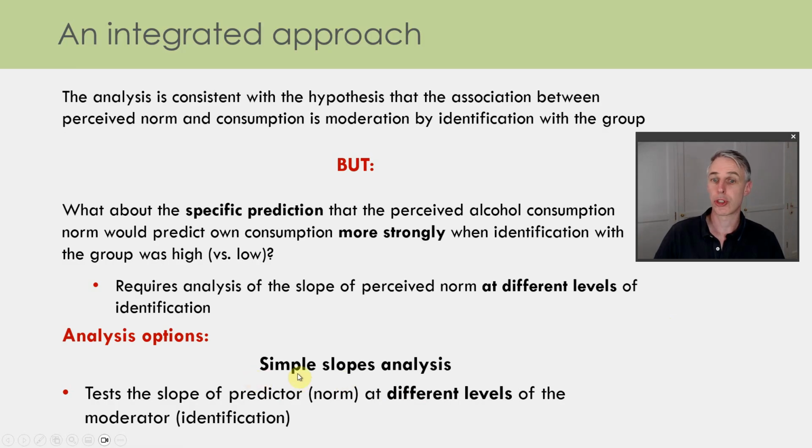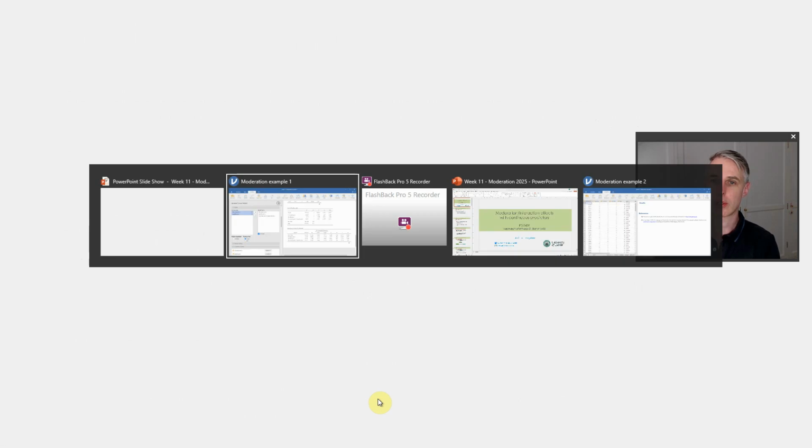Now, whether something is a simple slope analysis or a simple main effects analysis, I don't think there's anything fundamentally different about those. It is simply slightly different terminology depending on whether the predictor is continuous, in which case it would be a simple slope, or categorical, in which case it would be a simple main effect. But essentially it is the same thing. So a simple slopes analysis tests the slope of the predictor, the norm perceptions, at different specified levels of the moderator, identification. Let's have a look at that.